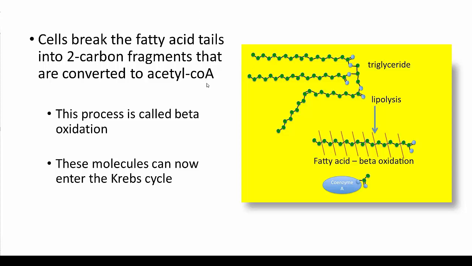So rather than generating acetyl coenzyme A from each pyruvate, as we would do from glycolysis, we're going to generate acetyl coenzyme A from these fatty acid tails. There's a different series of reactions to do that, but essentially each tail is chopped up, and the fatty acids are converted into acetyl coenzyme A.